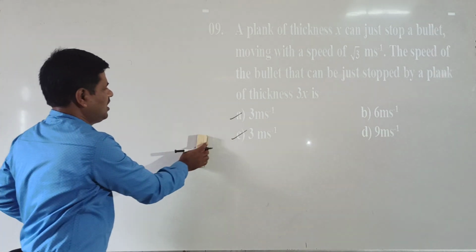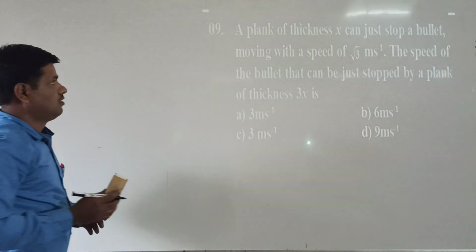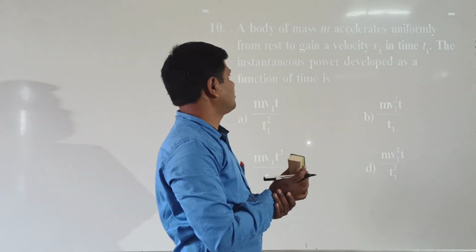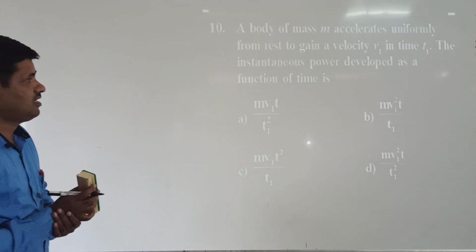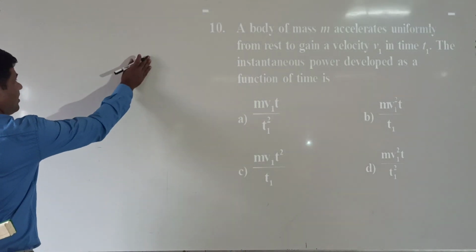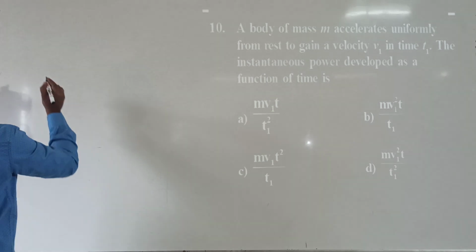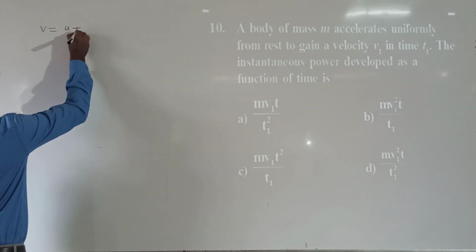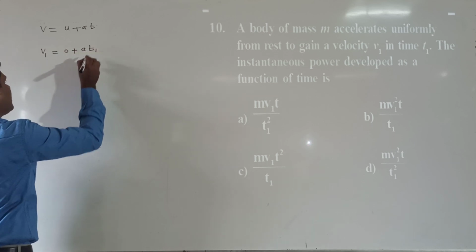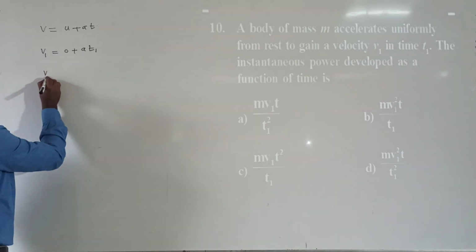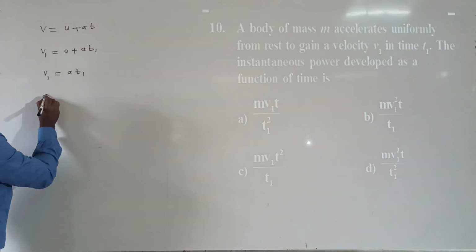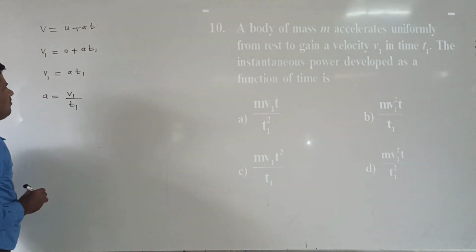Next we come to the 10th question. A body of mass m accelerates uniformly from rest to gain a velocity v1 in time t1. The instantaneous power developed as a function of time is asked. First of all, we are given that the body starts from rest, in uniformly accelerated motion. Here v is equal to u plus at. Here the initial velocity u is equal to 0 and the time is t1. So v1 is equal to a into t1. From this we find the acceleration. Acceleration is v1 by t1.